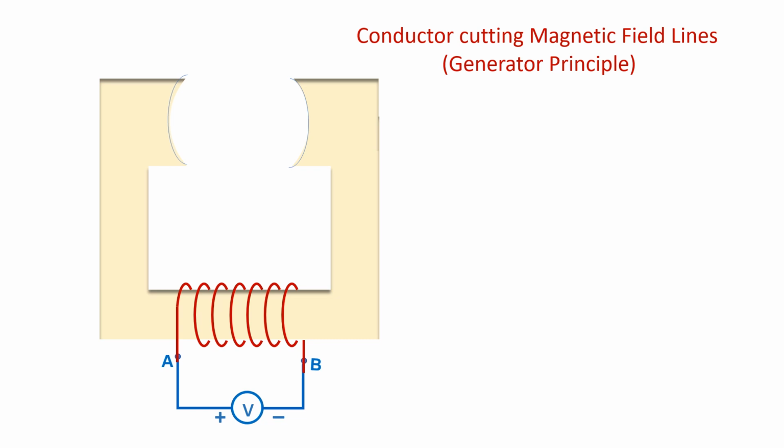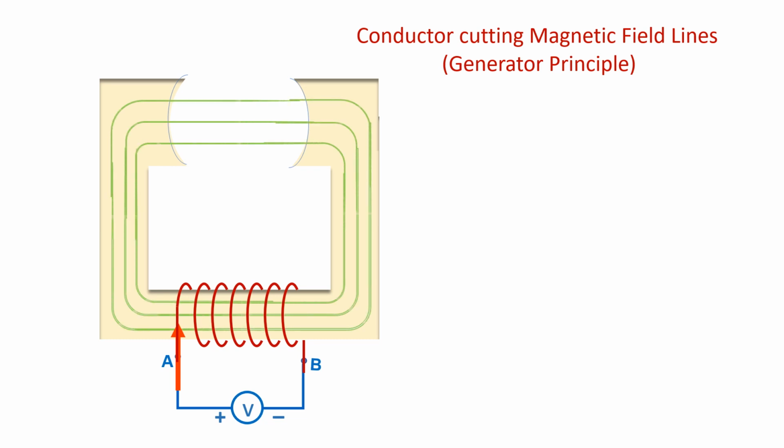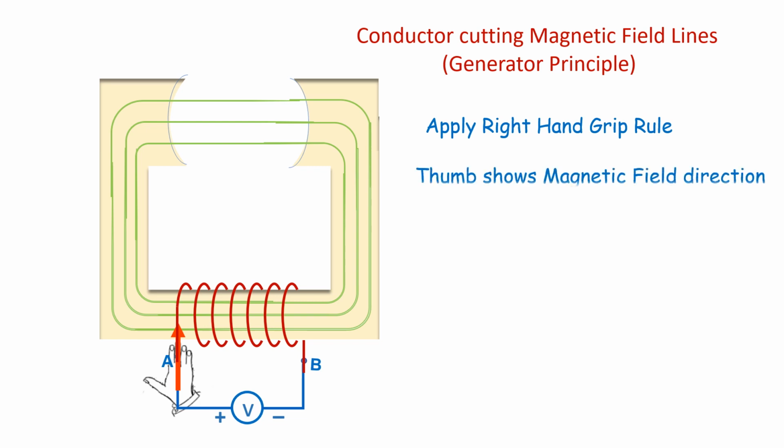Depending upon the polarity of the supply, the current passes in the coil in the direction shown by the arrow. Because of this current passing through the coil, a magnetic field is produced. These magnetic field lines will flow throughout the core. Now apply the right hand grip rule to know the direction of the magnetic field lines.